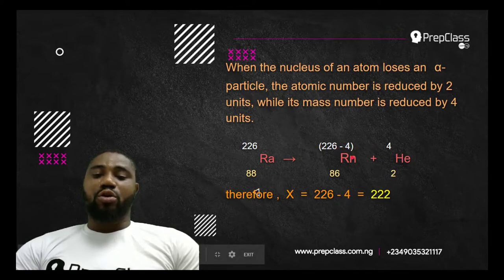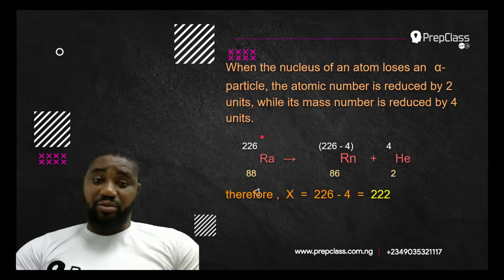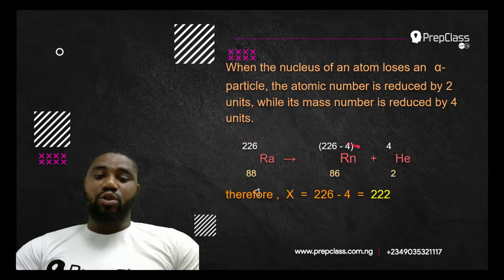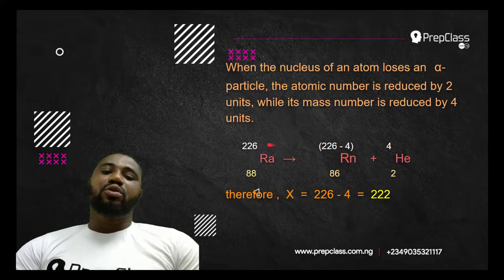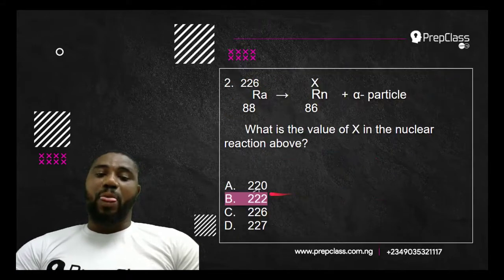So in this equation, the sum of all these values in the products must be the same as that of the reactant. Do you understand what I'm trying to say? Since here is 226, what you have here is 222 plus 4, which must give you 226, and what you have is 88 here. 86 plus 2 must still give you 88. So the equation must be what? Balanced. So the answer is 226, losing 4 units, because 226 minus 4 is 222. And your best choice is B, 222.